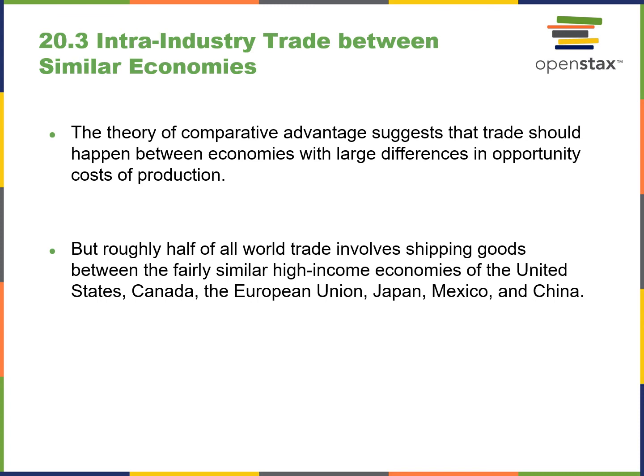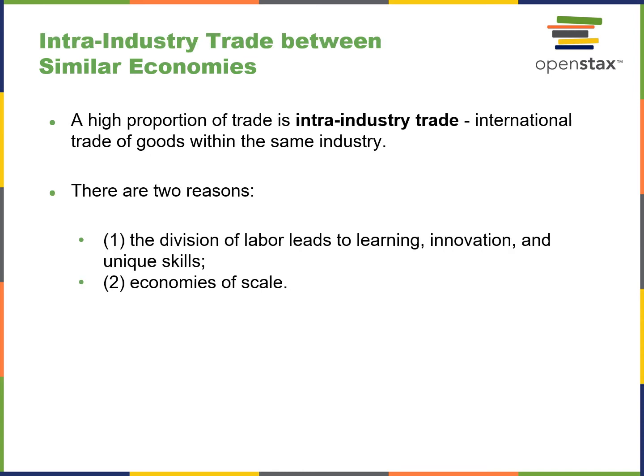Intra-industry trade between similar economies. So the theory of comparative advantage suggests trade should happen between countries with large differences in opportunity cost, but roughly half the world's trade involves shipping goods between fairly similar high-income economies: the United States, Canada, European Union, Japan, and Mexico, namely because of the high-quality goods that they tend to make. And once again, they're looking very closely at the relative opportunity cost of production in their own country as opposed to buying from another.